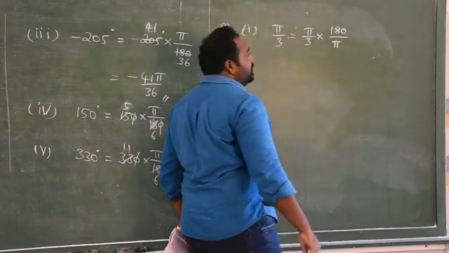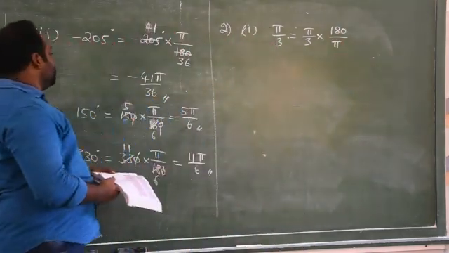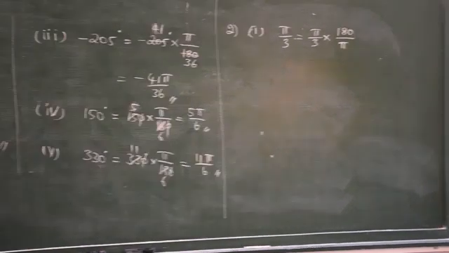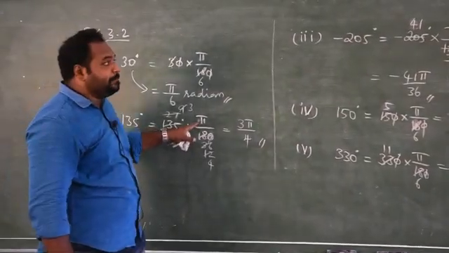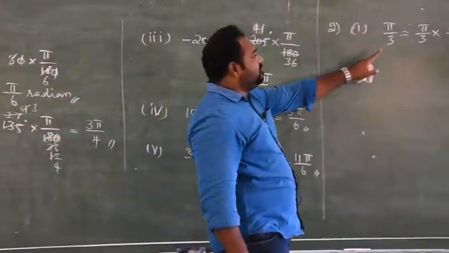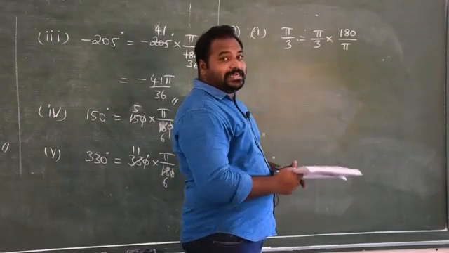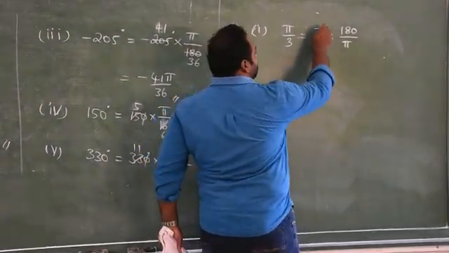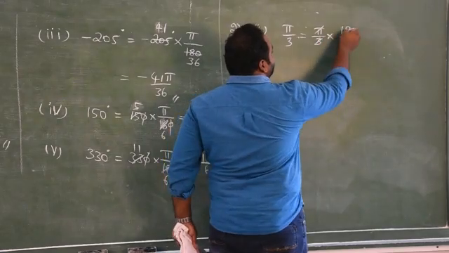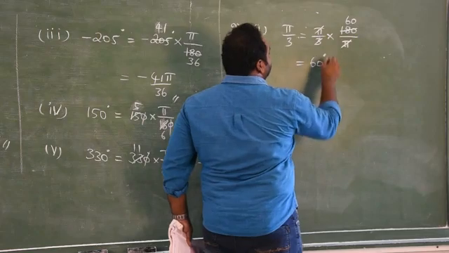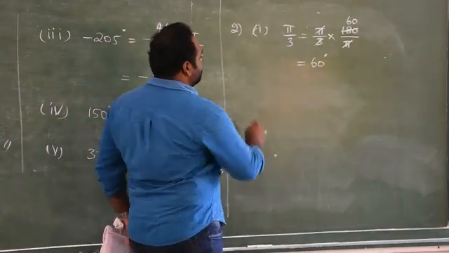We have to multiply 180 by pi. In the conversion of radian measure to degree, we have to multiply by 180 by pi. So here pi cancels, 3 sixes are 18, 0. So it is a 60 degree angle.